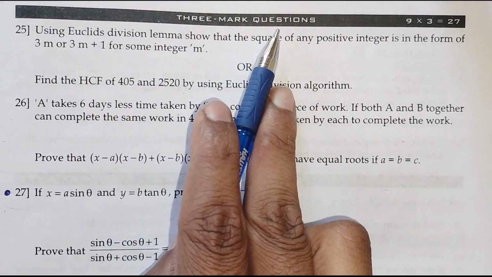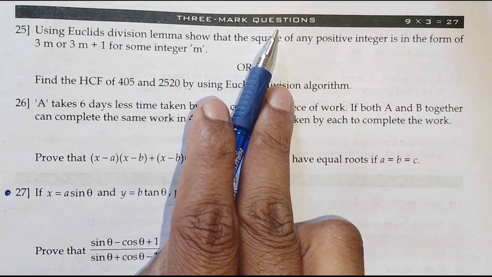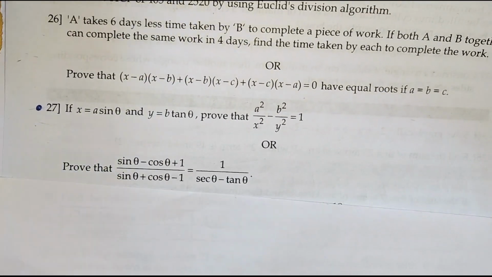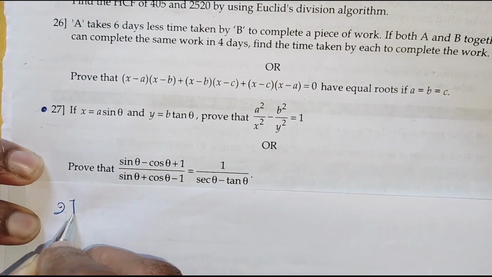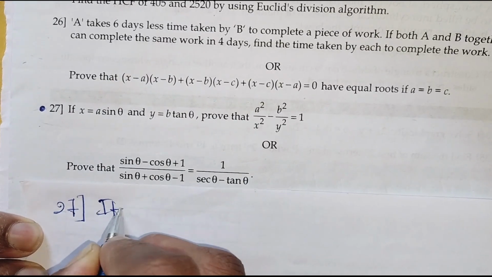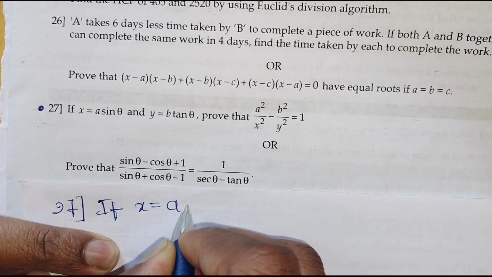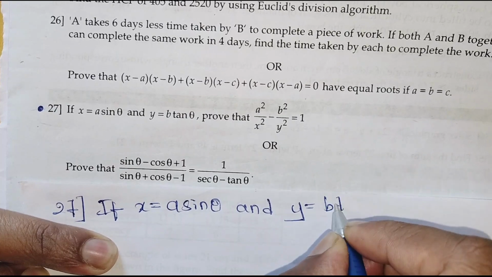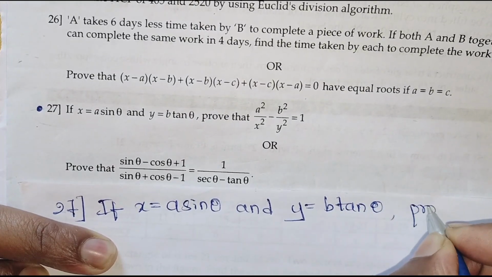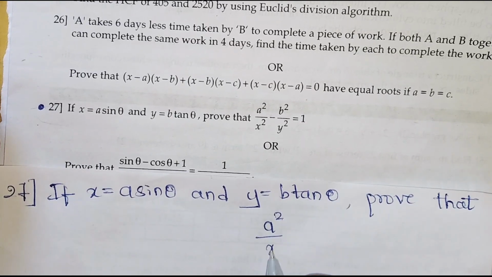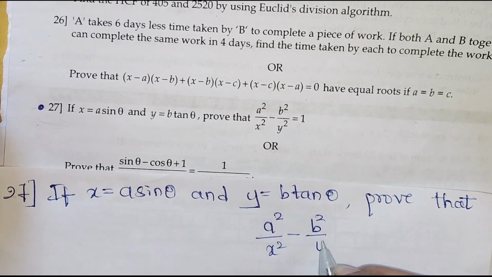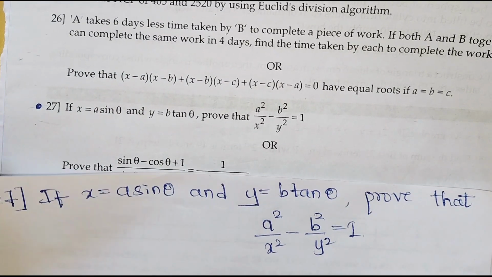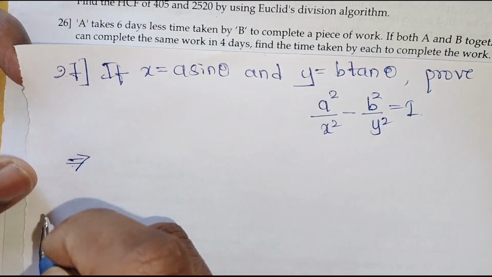The 3-mark questions I was discussing in the previous video, these trigonometrical questions. 27th question, that is, if x equals a sin theta and y is equal to b tan theta, prove that a square by x square minus b square by y square equals 1. Simple. Let us go on to the solution.